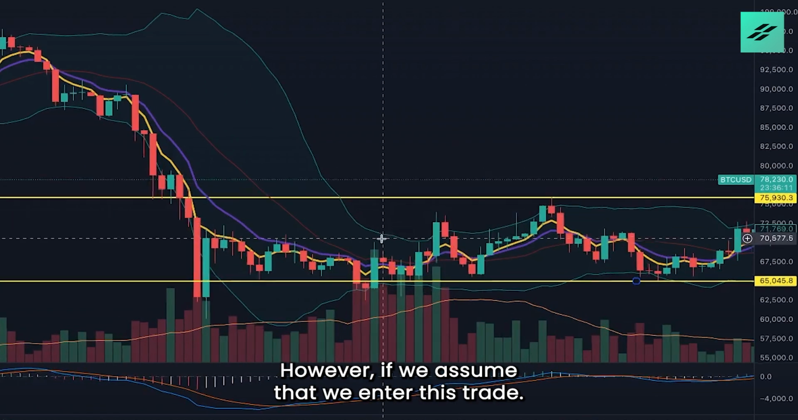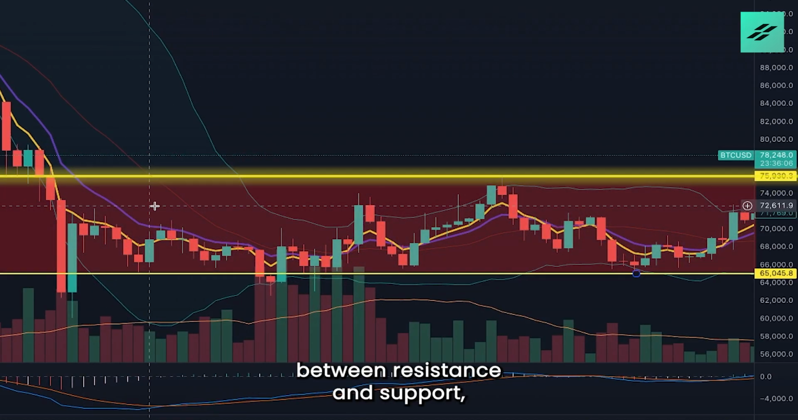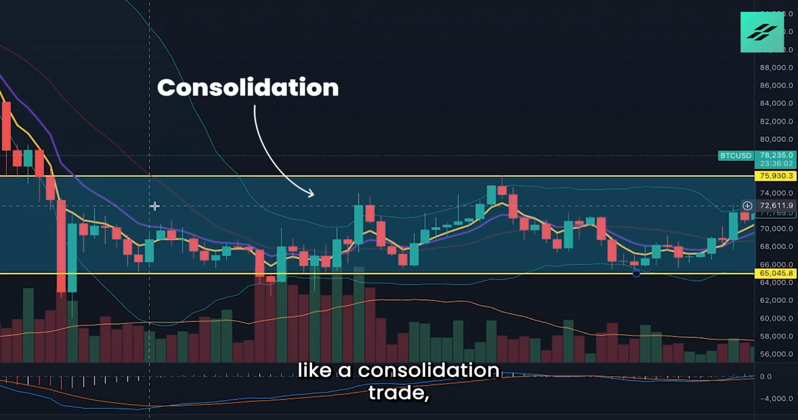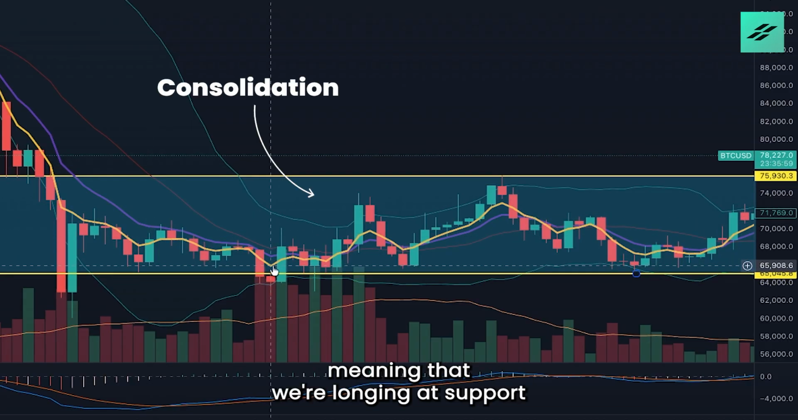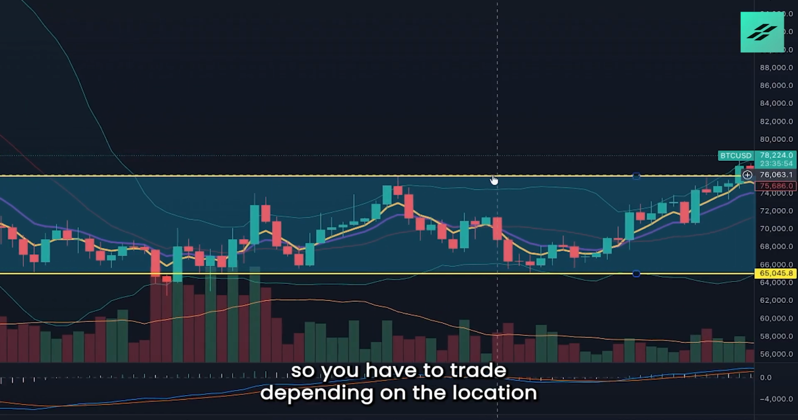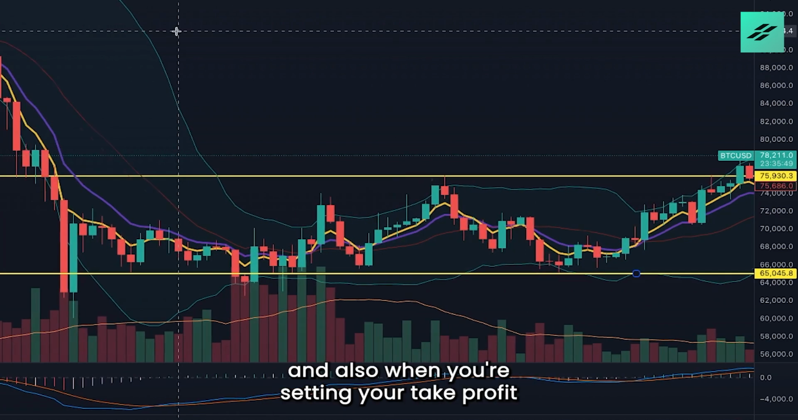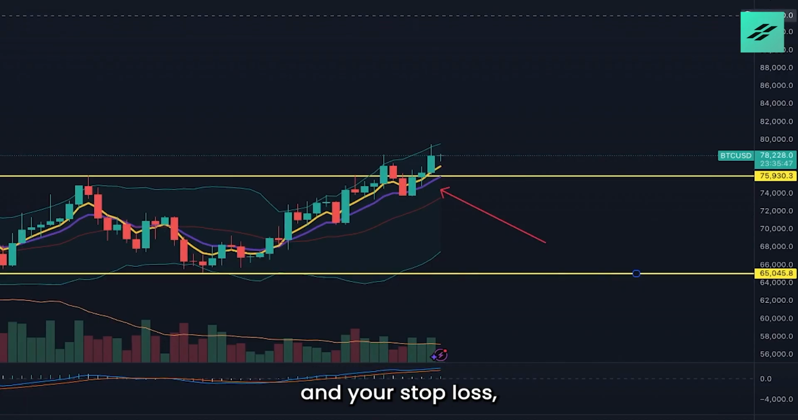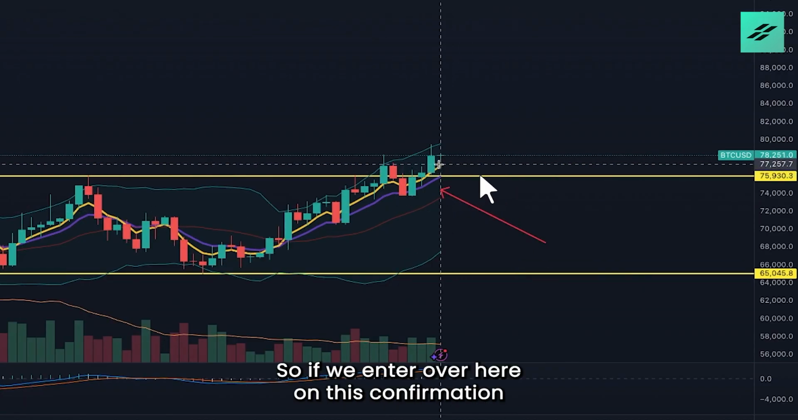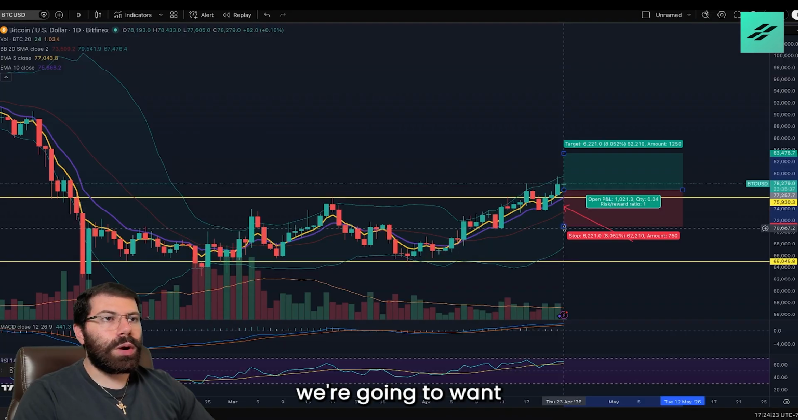However, if we assume that we enter this trade, for example, while we were range bound between resistance and support, then you're going to want to trade it like a consolidation trade, meaning that we're longing at support and shorting at resistance, okay? So you have to trade depending on the location. And also, when you're setting your take profit and your stop loss, that goes directly into the location of your trade.